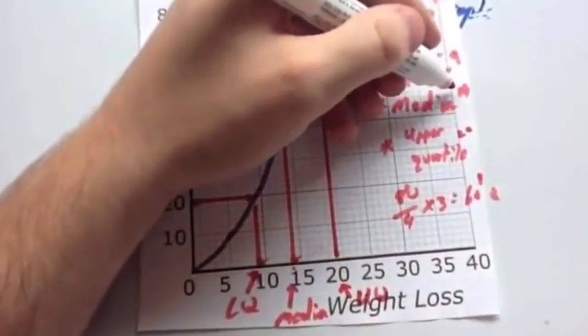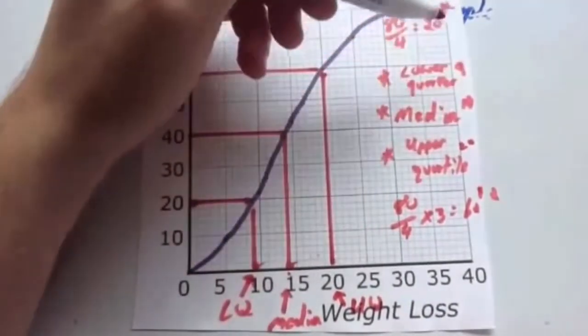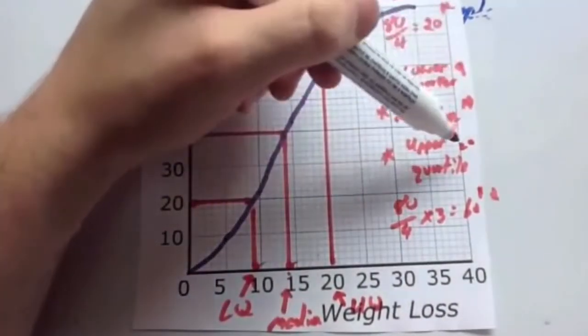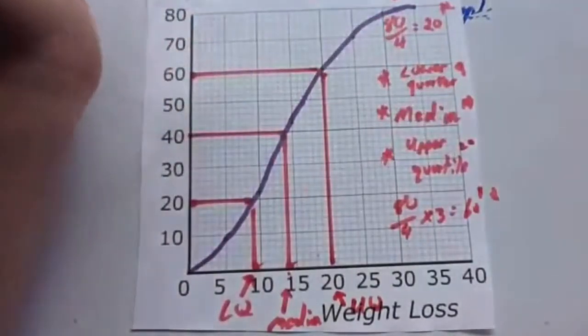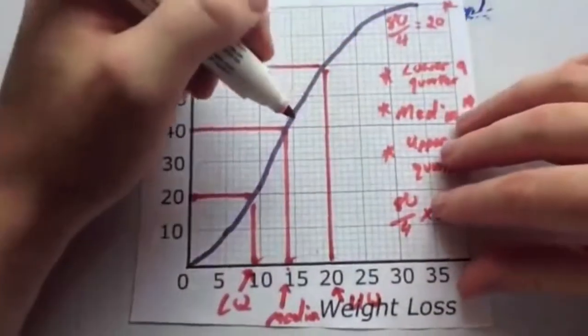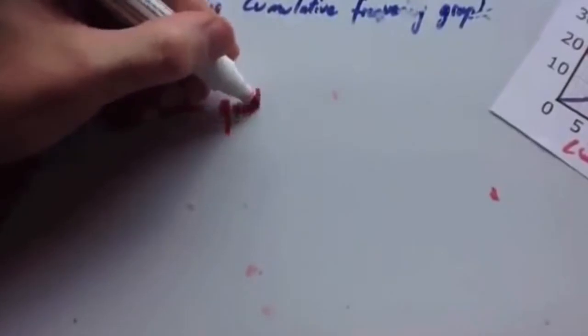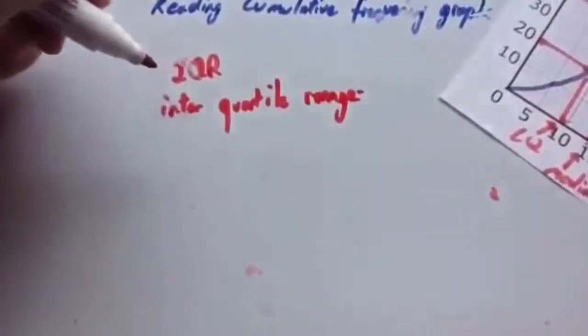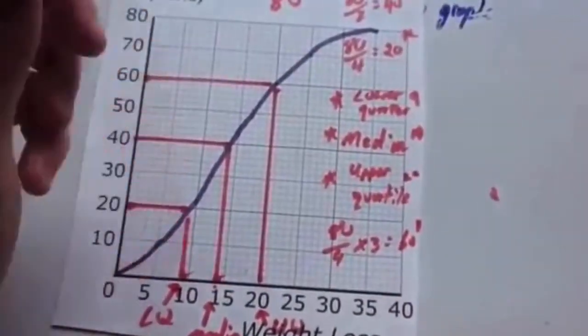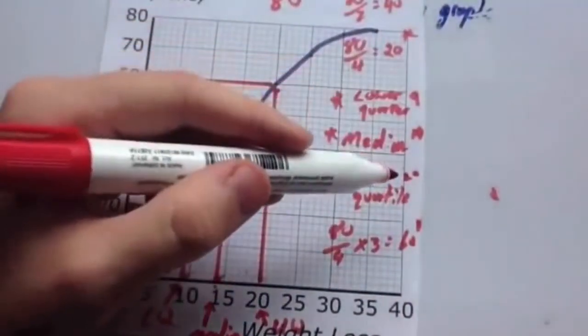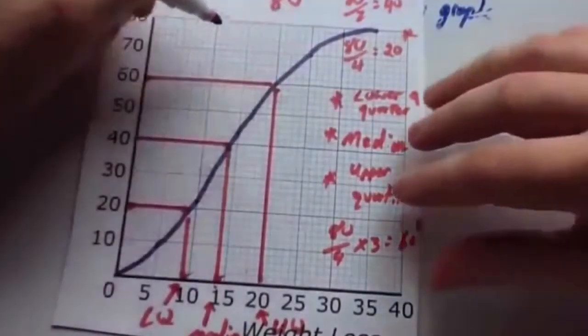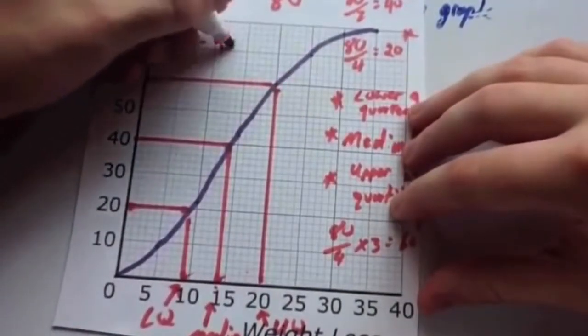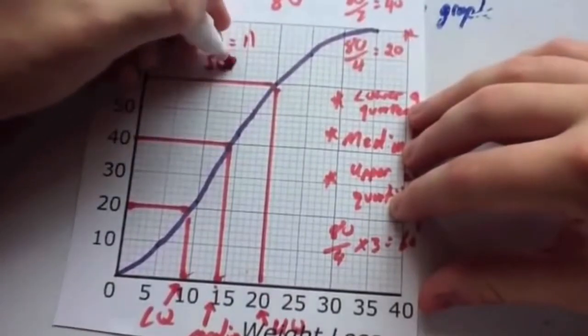So that means that the median is 14, the lower quartile is 9, and the upper quartile is 20. If they asked you to find the interquartile range, IQR, you subtract the lower quartile from the upper quartile. So you would do 20 subtract 9, which equals 11. So the interquartile range equals 11.